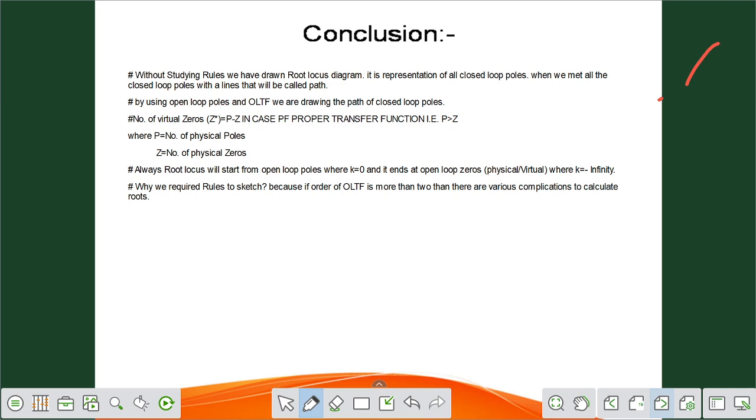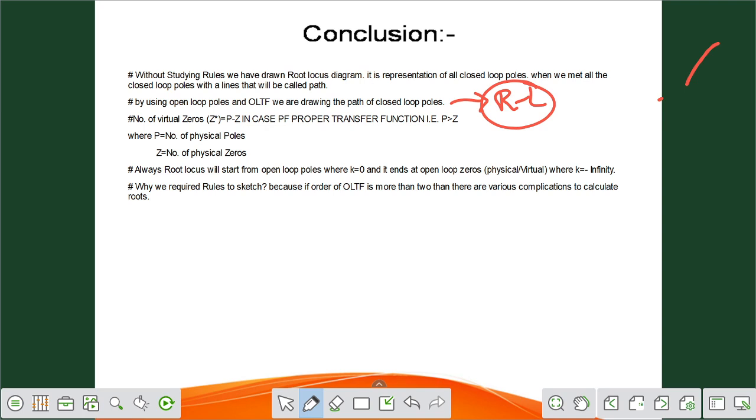What is it? It is the representation of all closed loop poles. When we join all the closed loop poles with lines, that is called a path. By using the open loop poles and open loop transfer function, we are drawing the path of closed loop poles. We are not drawing the path of open loop poles. Open loop poles are immobile in nature. They cannot move, but with the help of the open loop transfer function, we are drawing the path of closed loop poles. That is nothing but the root locus. Most students are confused about that point.